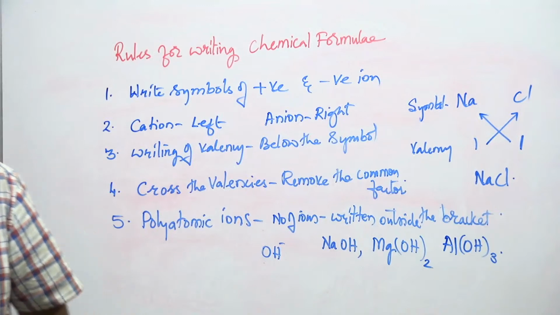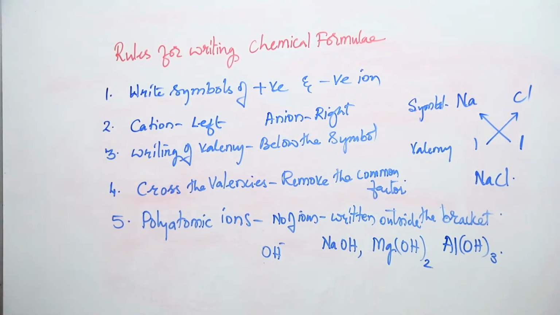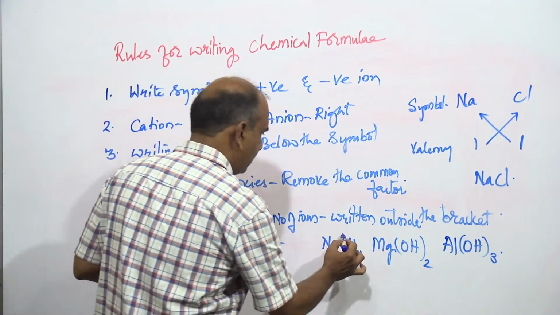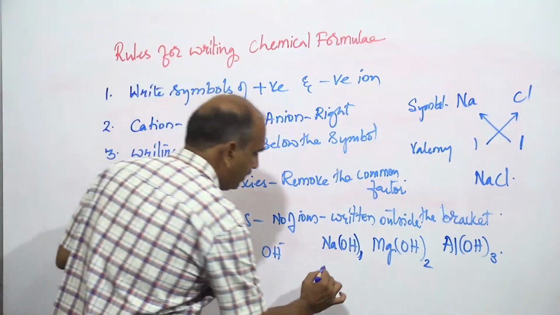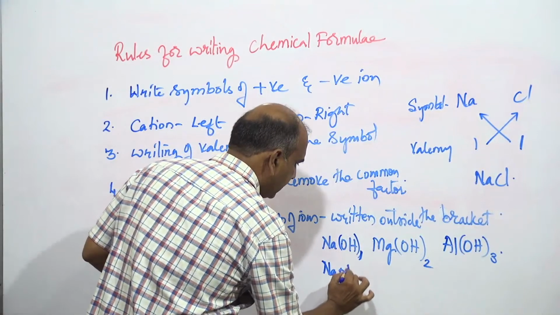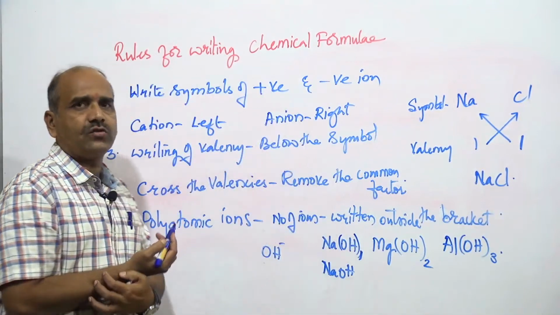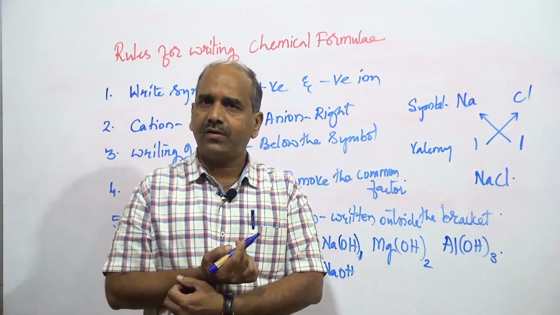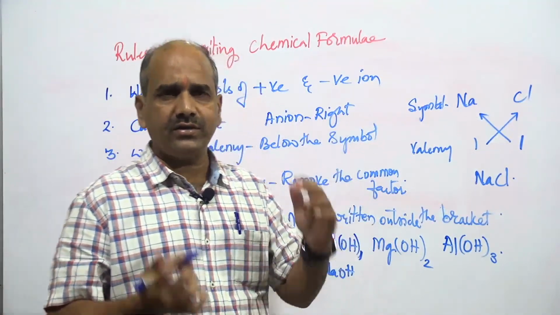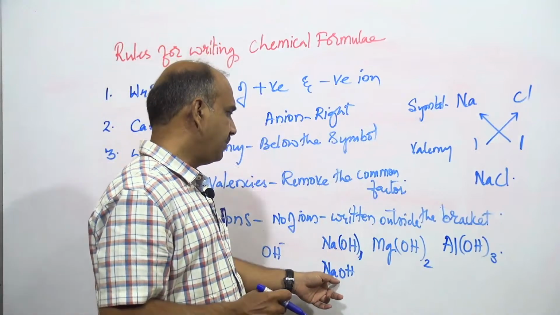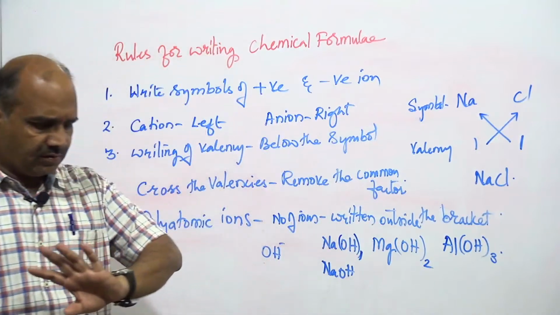Further, if the number is 1, as here the number was 1, we need not put the bracket. Directly we can mention it as NaOH. So for the first group hydroxides, just NaOH, KOH, LiOH, directly we write. We don't mention the bracket and other things. Okay, fine.